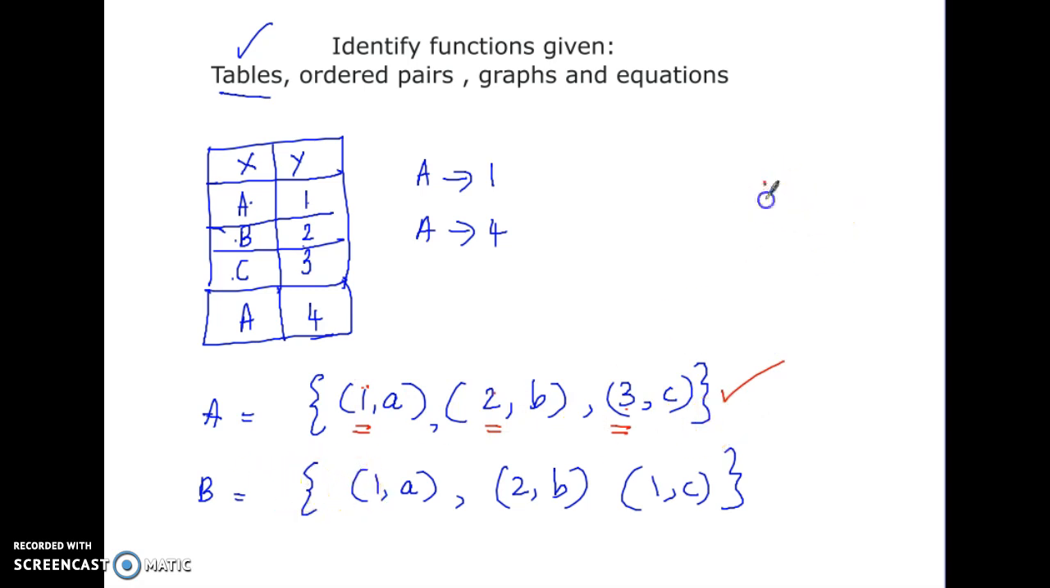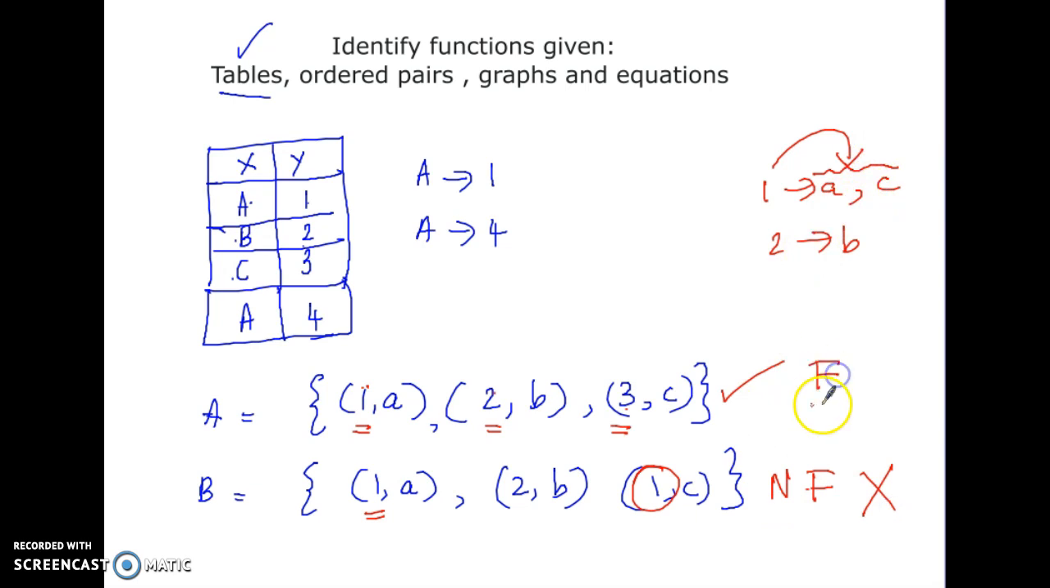Set B, 1 is connected to A, and now I have 2, 2 is connected to B, and then 1 repeats itself again. 1 is also connected to C. So since 1 as an x is connected to 2 y's and not exactly 1 y, this is not a function. Only the first set, set A, is a function.